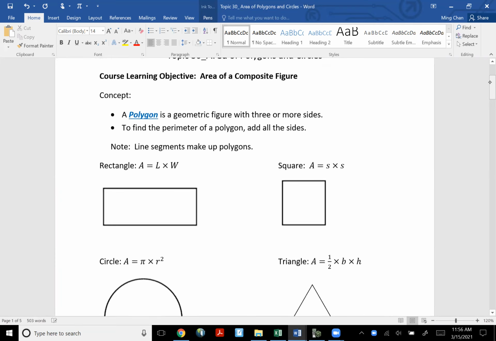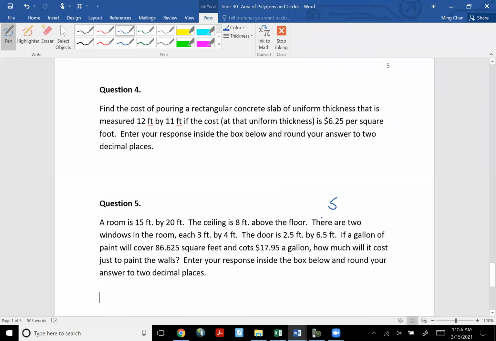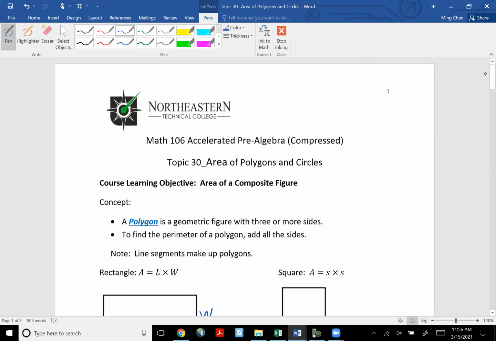Again, it's very much just like the perimeters, rectangles. To find perimeters, we add up all four sides, but to find the area, all we have to do is take the length times the width. Then that gives me the entire area. For squares, that will just be side times side. That's an S.